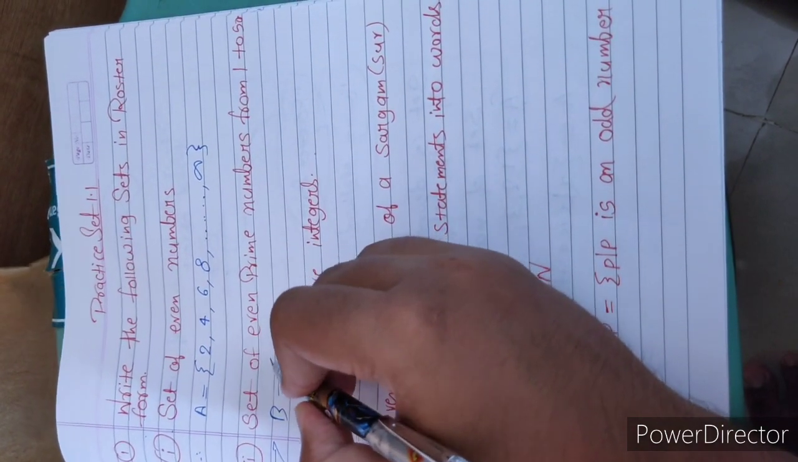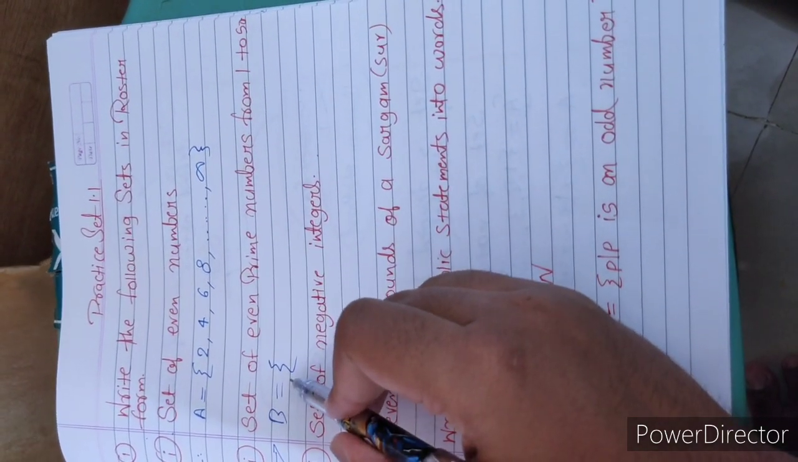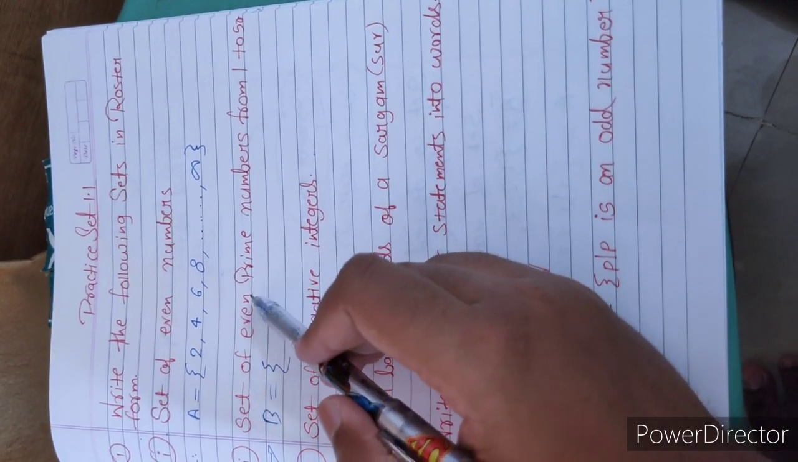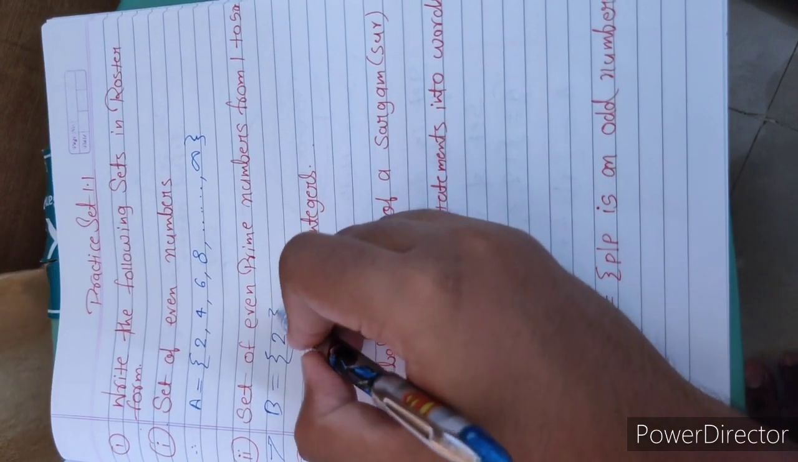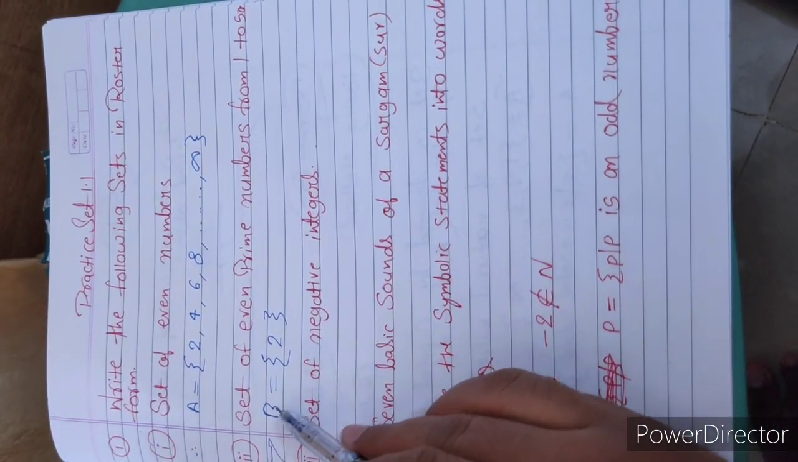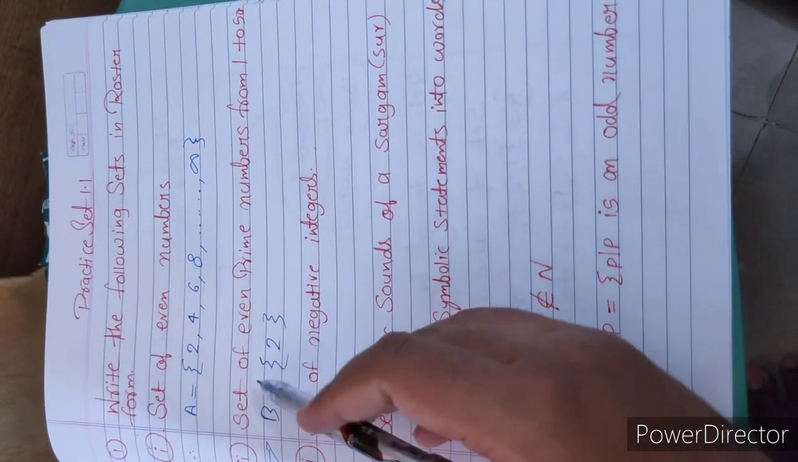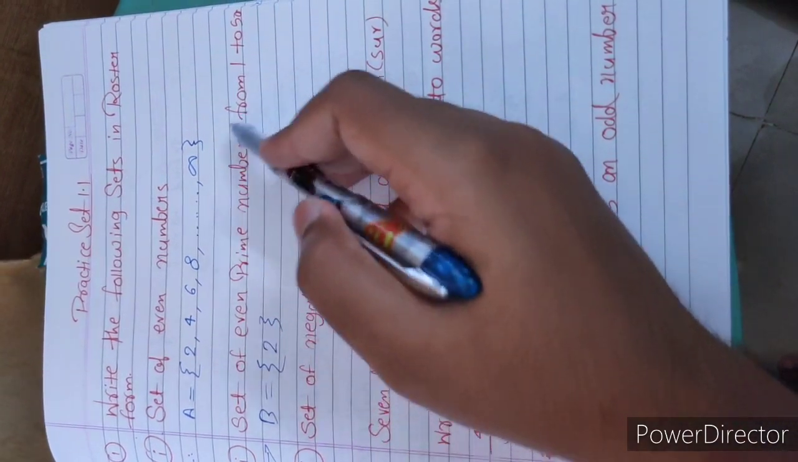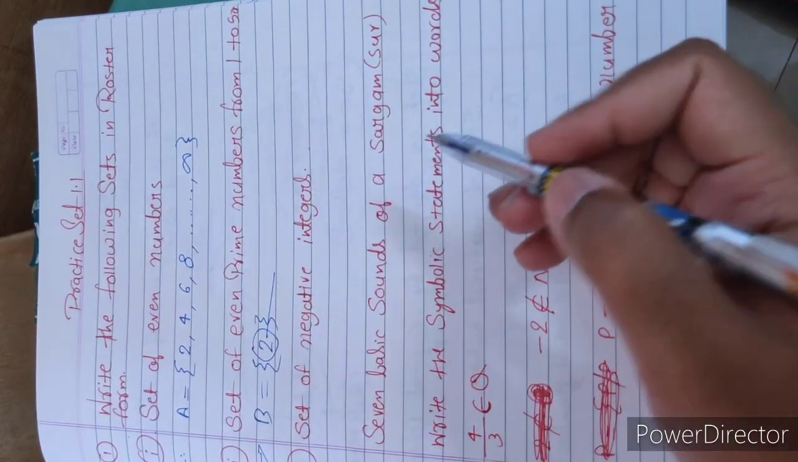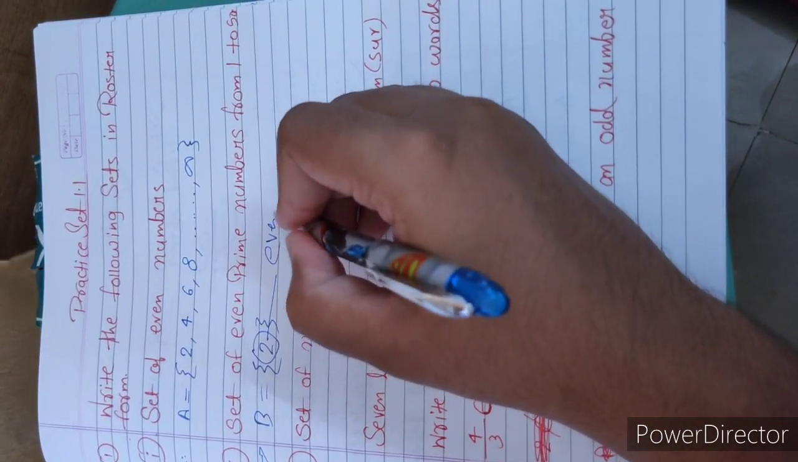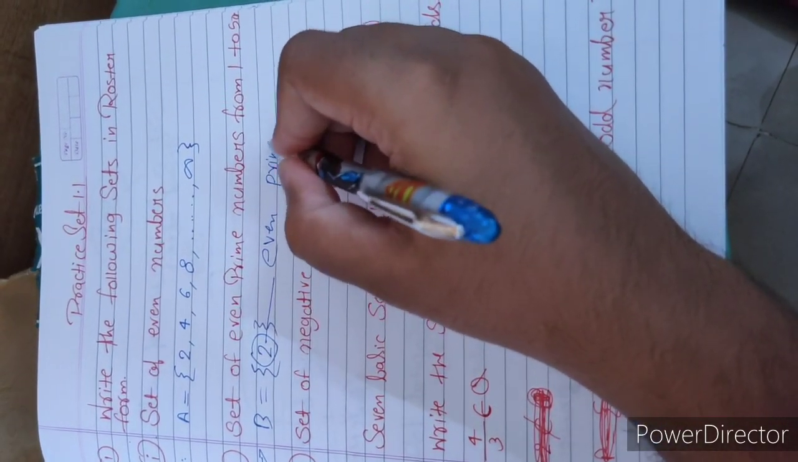So B is equal to, in curly brackets we will put the elements. We know that only one number is an even prime number, which is 2. So we will write it as this. This is the set that denotes the set of even prime numbers from 1 to 50. Understood everyone? Because 2 is the only even prime number.